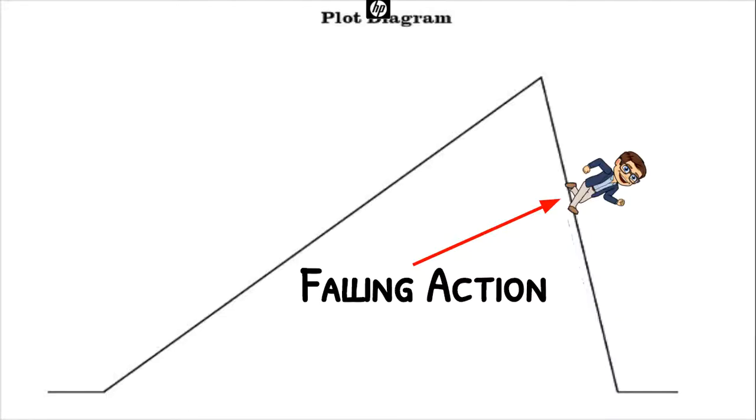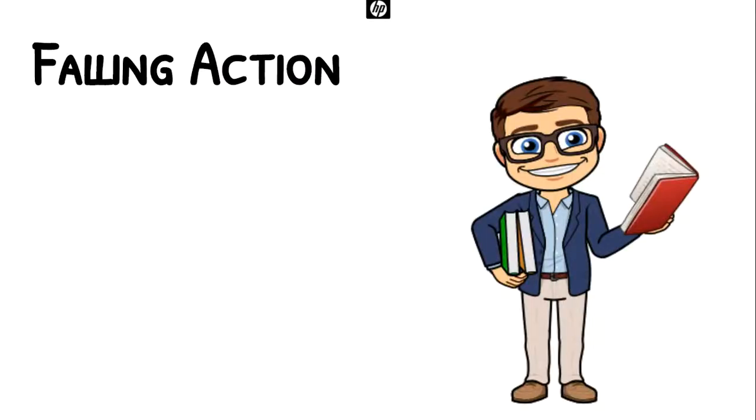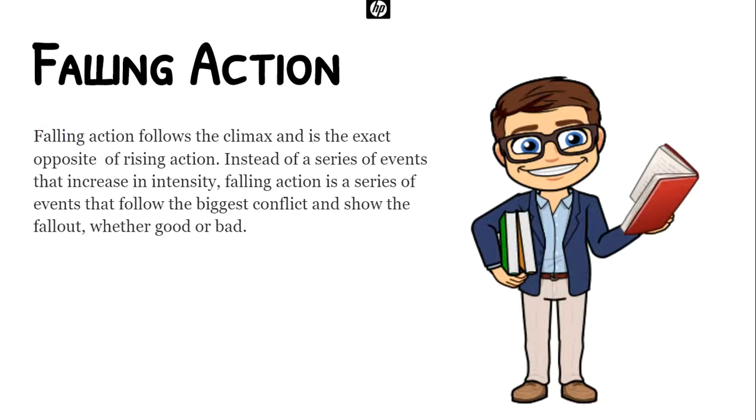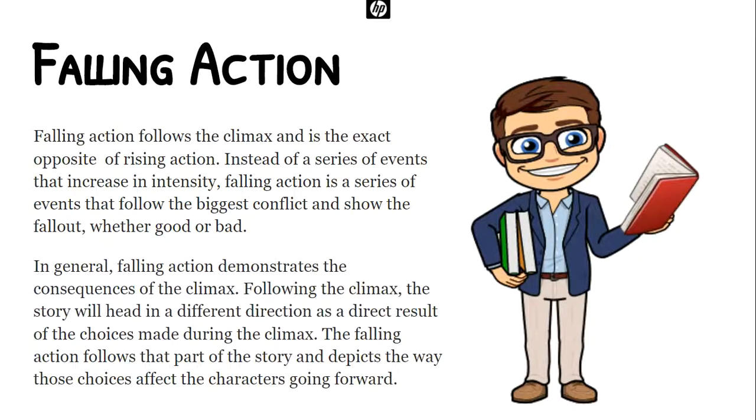So after the climax, now we're looking at the falling action of the story. And the falling action follows the climax and is the exact opposite of rising action. So instead of a series of events that increase in intensity, the falling action is a series of events that follow the biggest conflict, the climax, and shows the fallout of those events, whether that's good or bad.